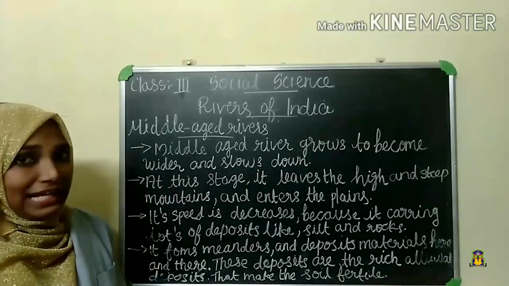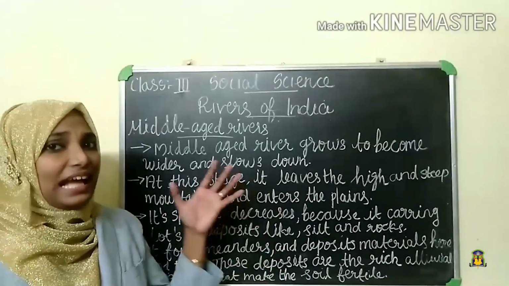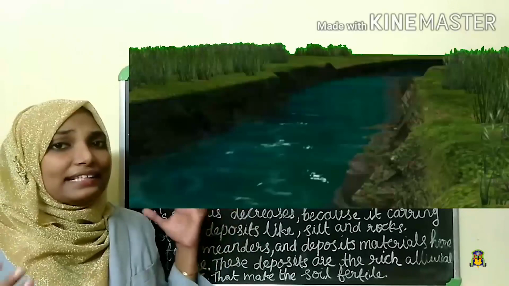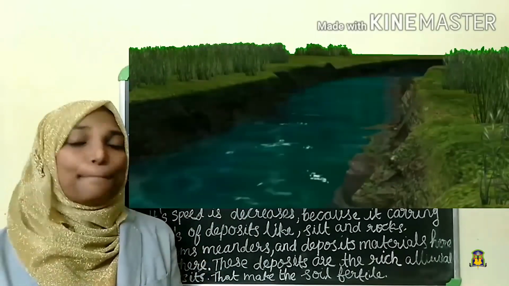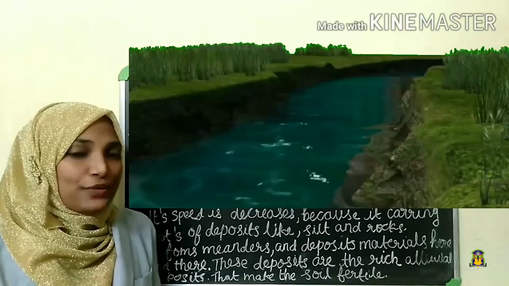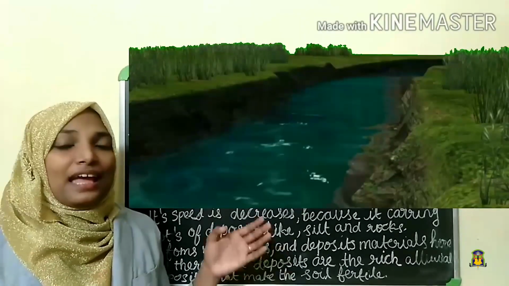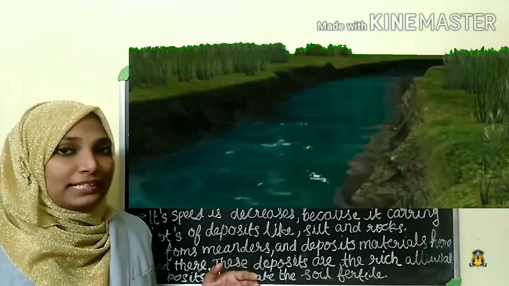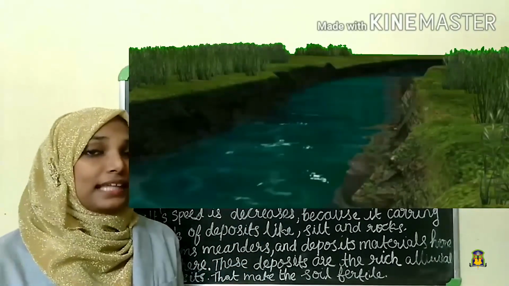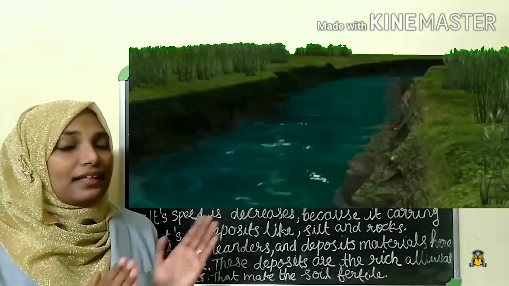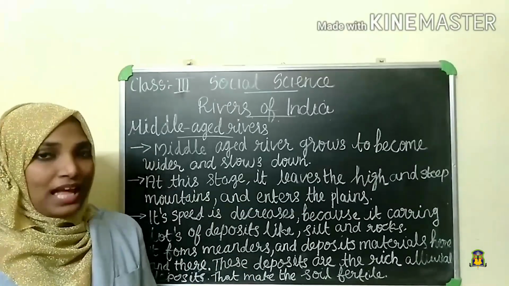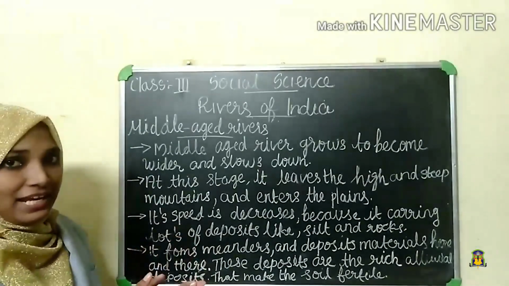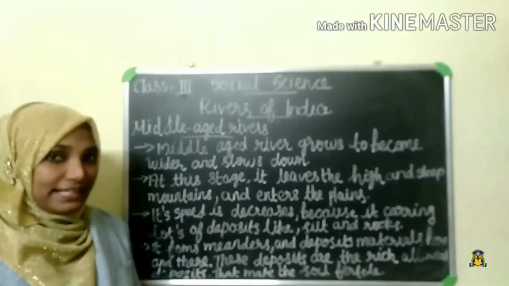At this stage, it leaves the high and steep mountains and reaches the plains. This is another speciality of the middle-aged river. And at this stage, its speed decreases.